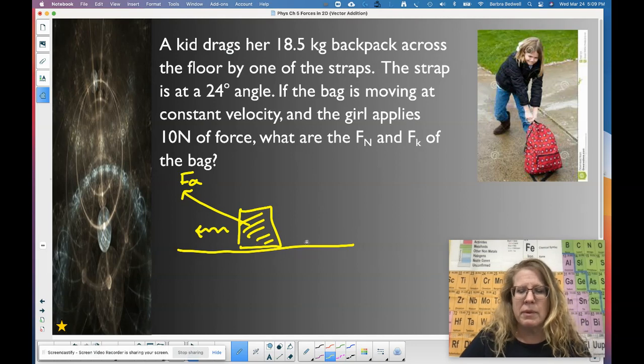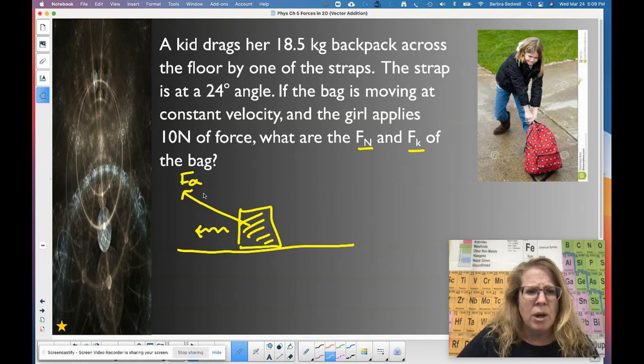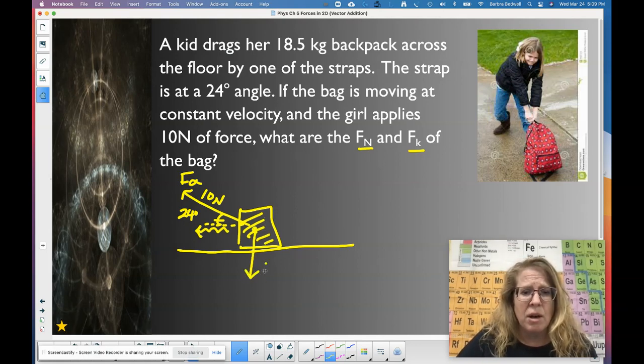Okay, well, we're trying to find Fn and Fk. Okay, coefficient or friction kinetic force. So it's moving, all right? We know that this is 10 newtons. Okay, we know that's a 24-degree angle. That's what that is right there, 24 degrees. And we know how much the bag weighs. Okay, so now we can think about something like this. We know something about Fg, because that's going to equal 18.5, the mass of the bag, right, times negative 9.81.